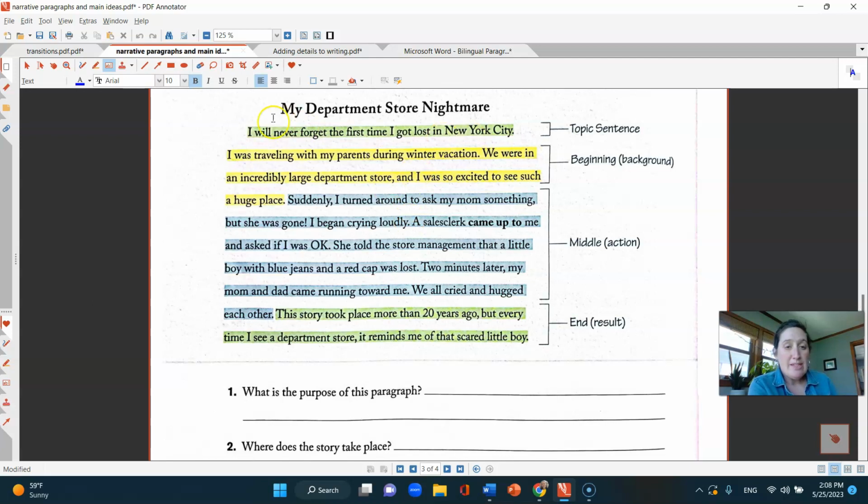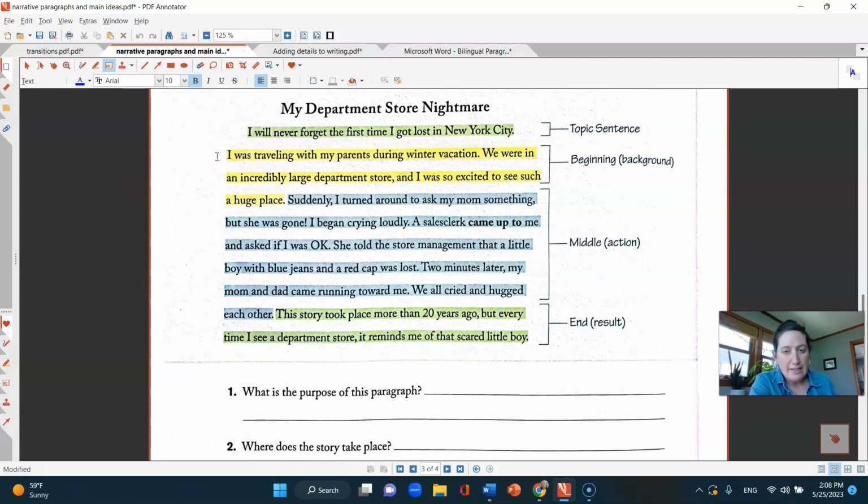Okay, so you can see that the paragraph begins with a topic sentence. I will never forget the first time I got lost in New York City. So we know that this paragraph is going to be about getting lost in New York City. That's the topic sentence that tells us what the paragraph will be about. The beginning gives the background information. I was traveling with my parents. We were in a department store.